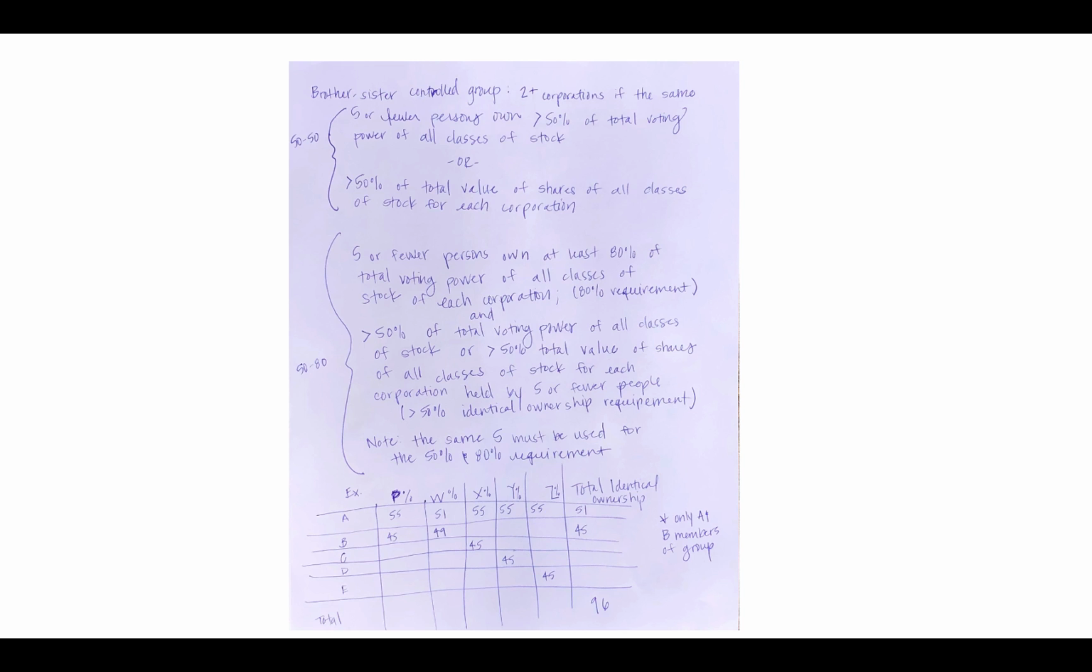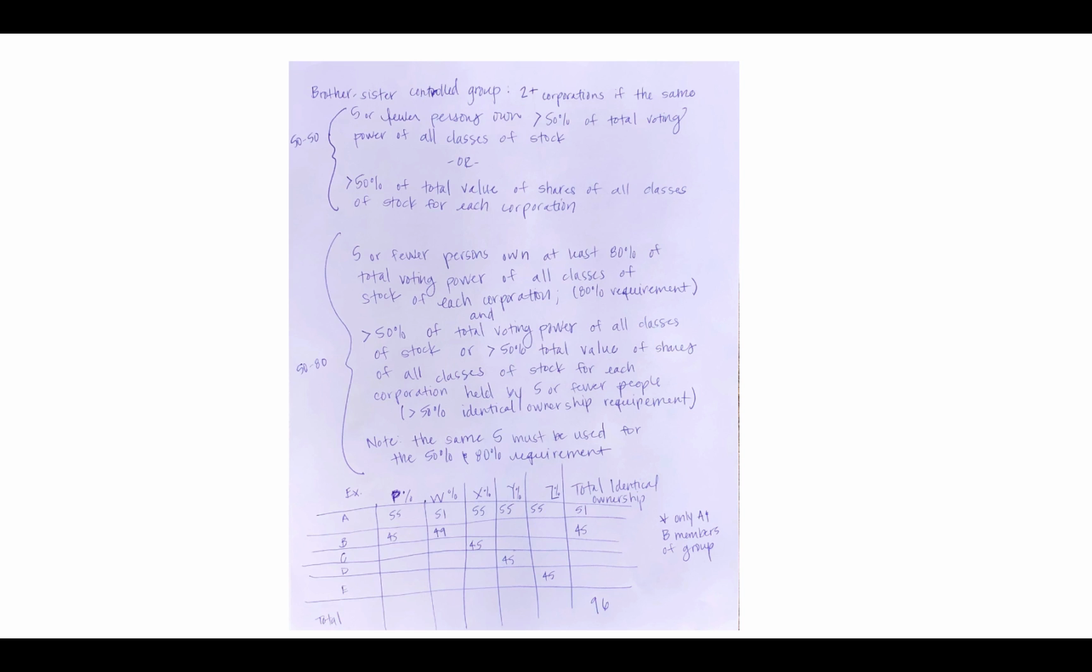That will encompass more corporations than this next test we're going to talk about. So under the 50-80 test, we have 5 or fewer persons owning at least 80% of the total voting power of all classes of stock of each corporation. So that's the 80% requirement. And we have the 50% requirement. Now, this next part, the 50% requirement, is identical to the 50% requirement in the 50-50 test we just talked about.